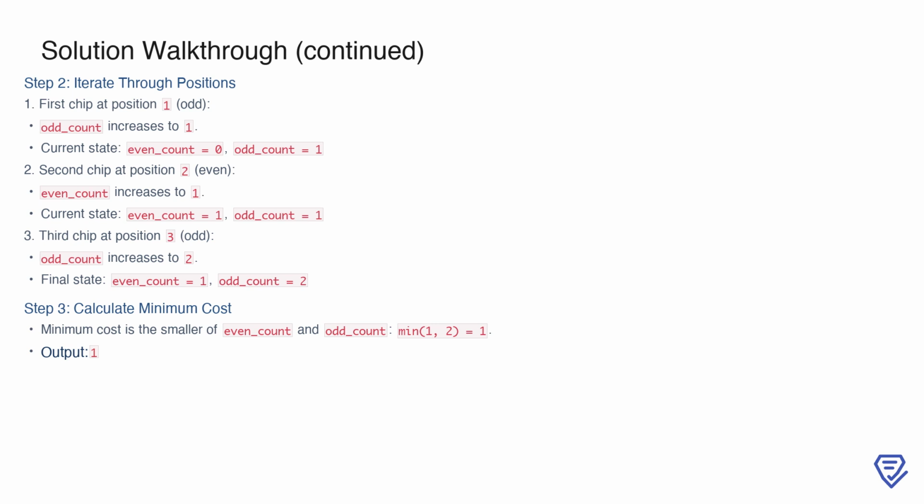Finally, the third chip is at position 3, another odd position, so we increment odd_count again. The final state is even_count = 1 and odd_count = 2. To calculate the minimum cost, we simply take the smaller of even_count and odd_count. Here, min(1, 2) gives us 1, so the output is 1.